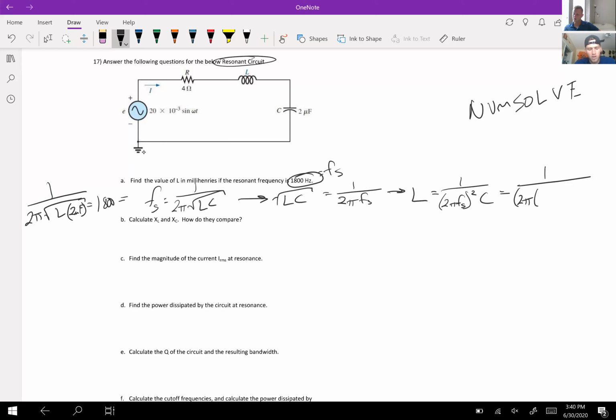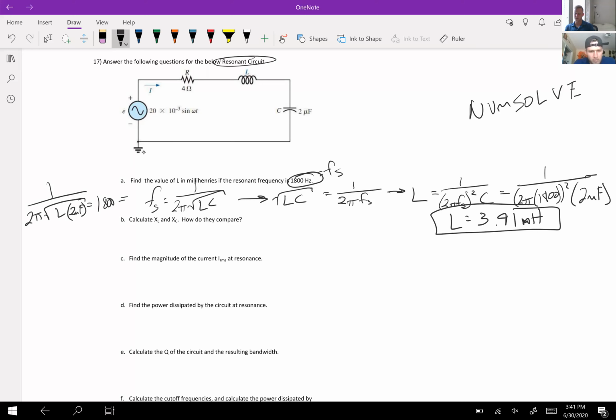Okay. Fs we know is 1800 squared. 2 microfarads is the C, and the L that I get is 3.91 millihenries. Yeah, I got that doing the numsolve. Numsolve? Good to go. So that would be fine. I would write numsolve just so I know how you did it. But if you didn't want to do the algebra, you want to use numsolve, that'd be fine.